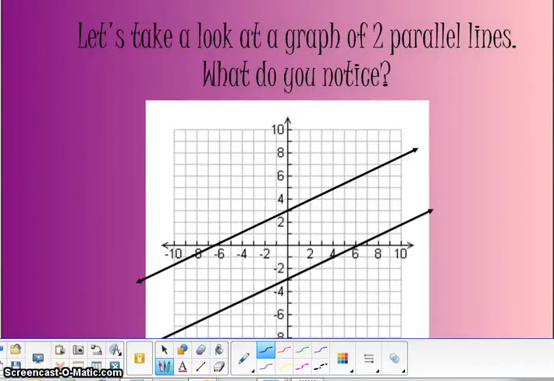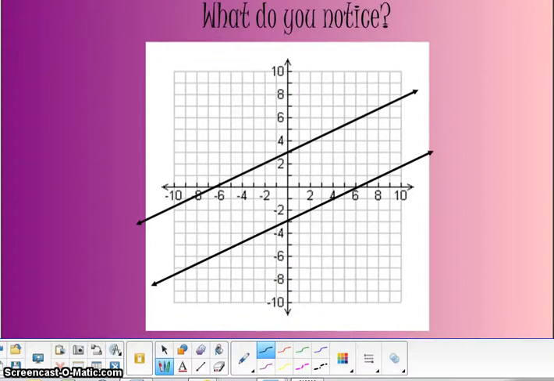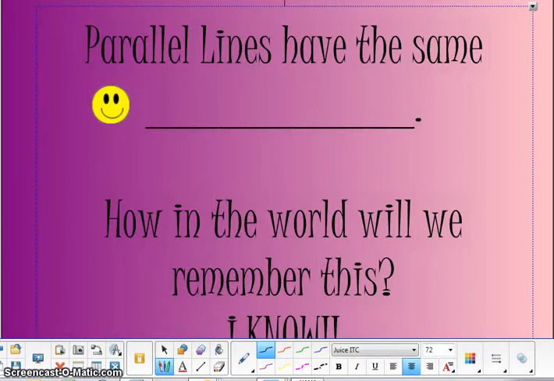So now let's take a look at the graph of two parallel lines. What do you notice? You can see that they never touch and will continue on in both directions forever. Parallel lines have the same slope.